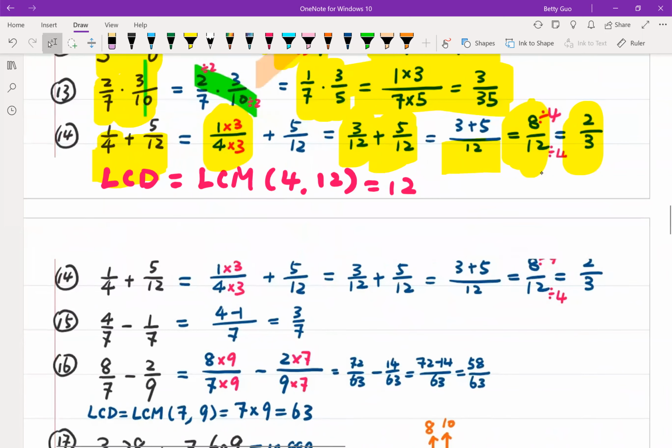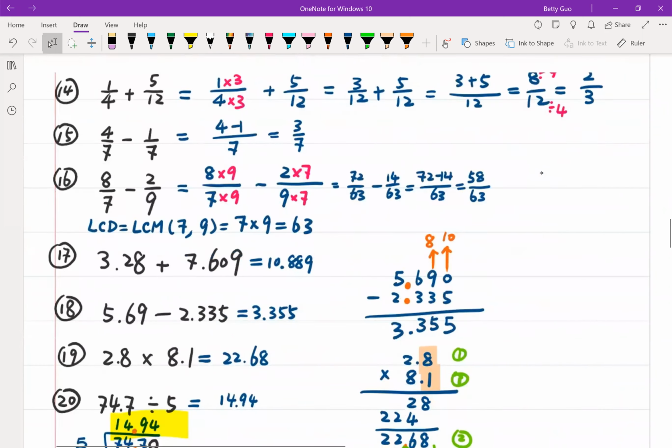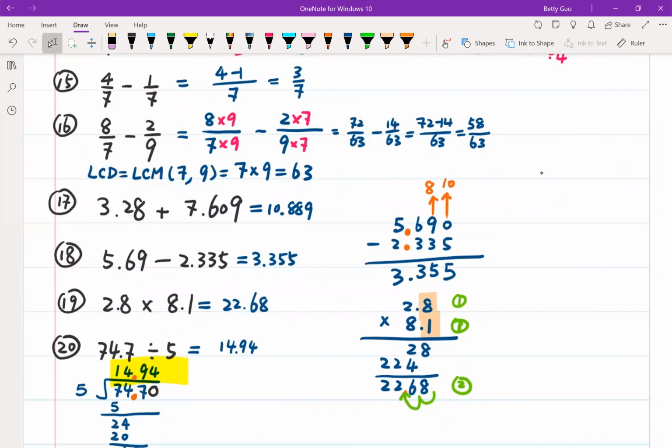Number 15. The two fractions are 4 over 7 and 1 over 7. Subtraction. The two fractions have the same denominators, so we keep the denominator, solve the top. Denominator is 7. The numerator would be 4 minus 1, 3. 3 over 7 is the difference.